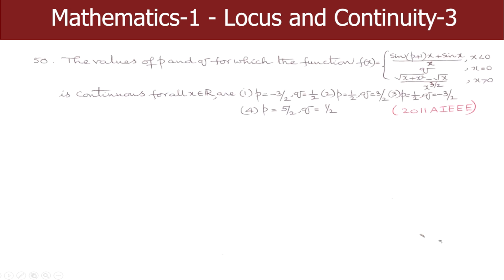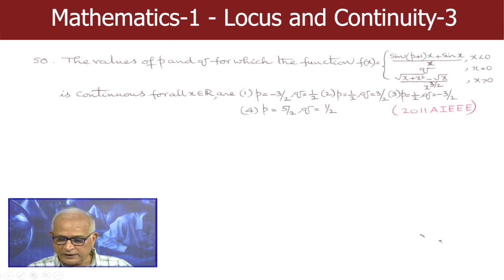Okay, next. 50. EAPCET paper of 2011. The values of p and q for which the function f(x) equals sin((p plus 1)x) plus sin x by x whenever x is less than 0, negative. f(x) has a value q at x equal to 0, and f(x) has a value root of (x plus x square) minus root x by x power 3 by 2 whenever x is positive. It is given to be continuous for all x. That means it is continuous at x equal to 0. Continuous for all x means continuous at x equal to 0.